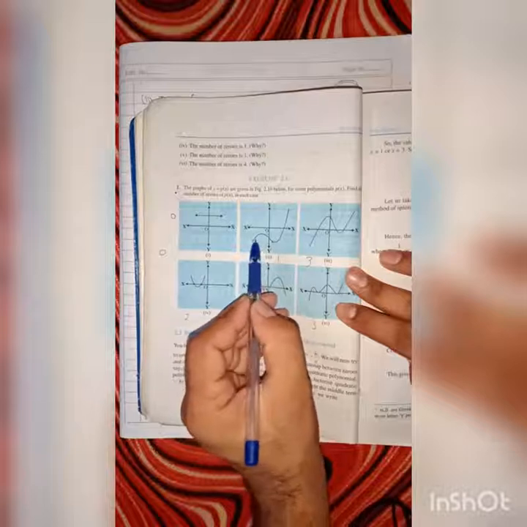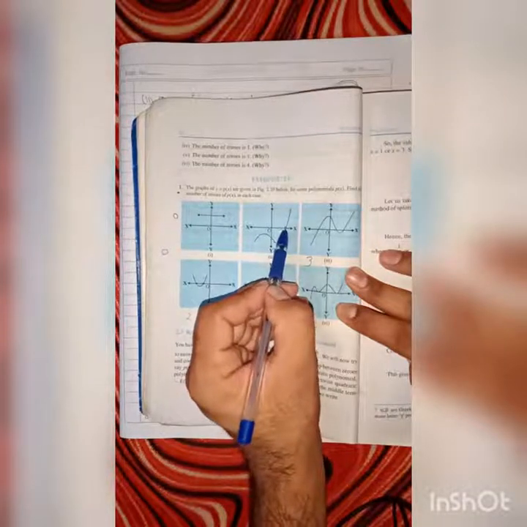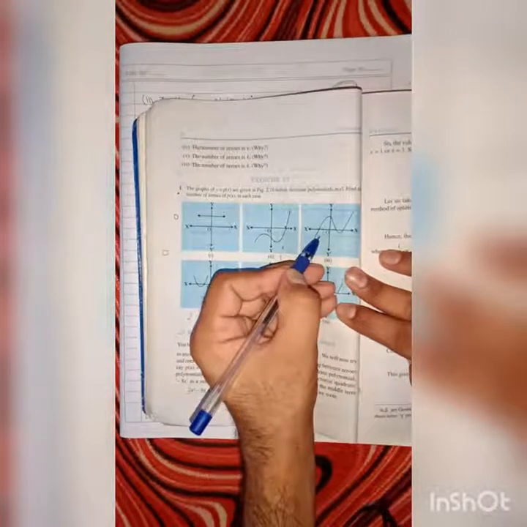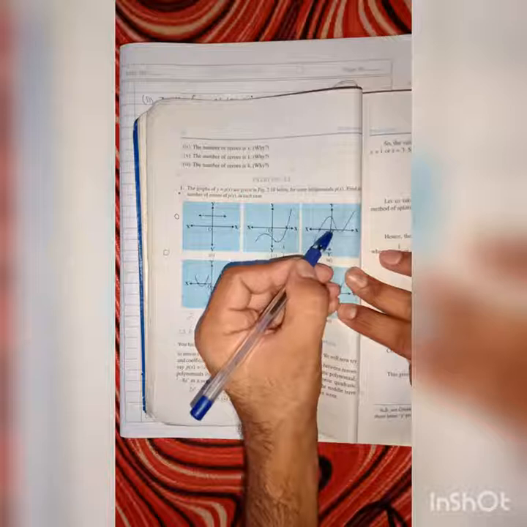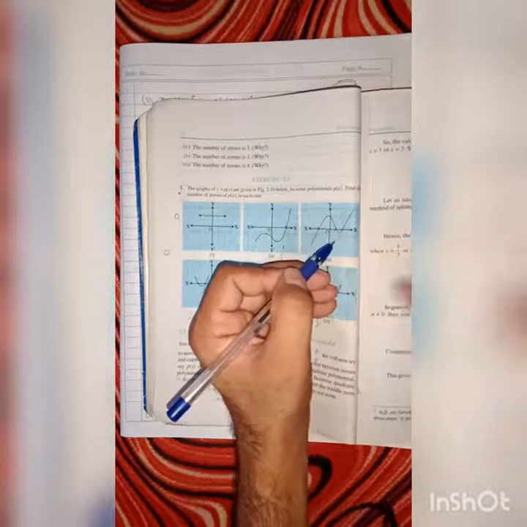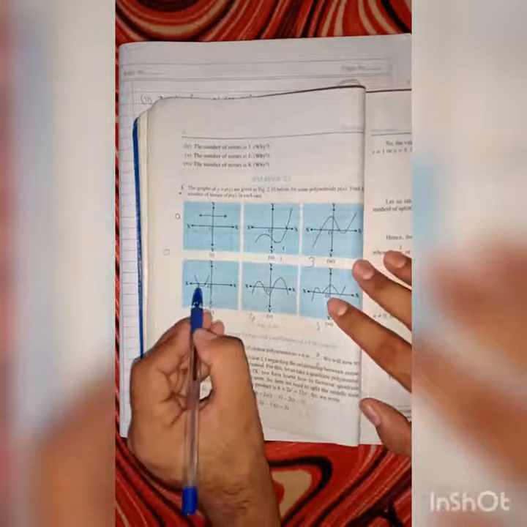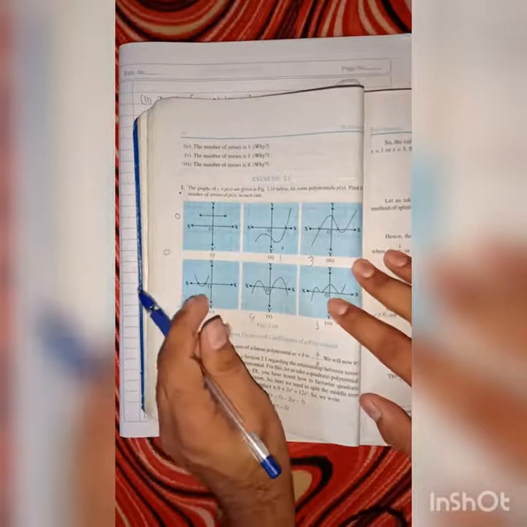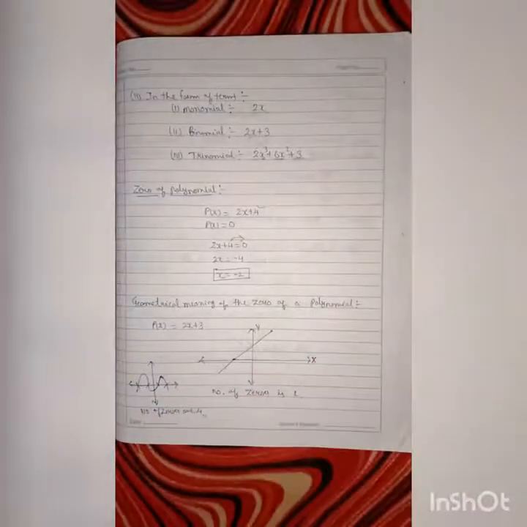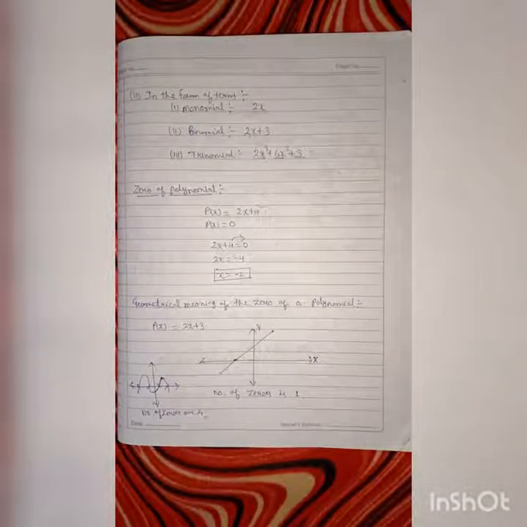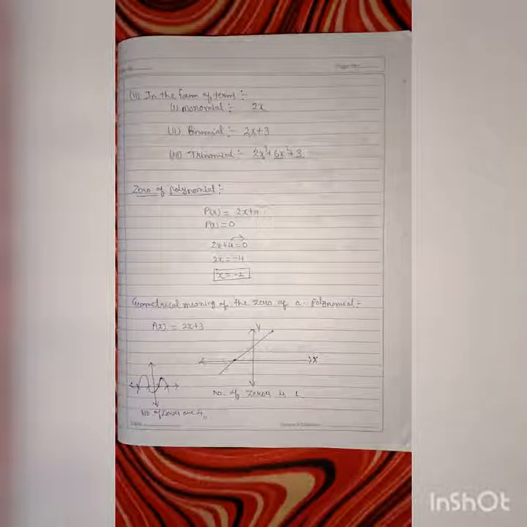Second one, in the second figure the graph is intersecting only once, so the number of zeros is 1. In the third one, the graph is intersecting 1, 2 and 3 times, so the number of zeros will be 3. So clear. And the fourth one, it is intersecting 1 and 2 times, so the number of zeros will be 2. So it means, the number of times the graph intersects the x-axis is the number of zeros, and this is the geometrical representation, or we can say the geometrical meaning, of zeros.